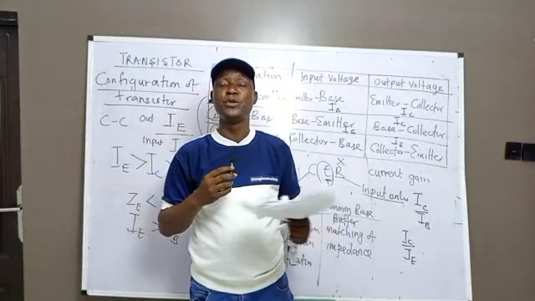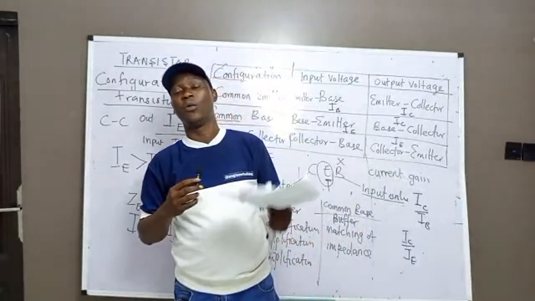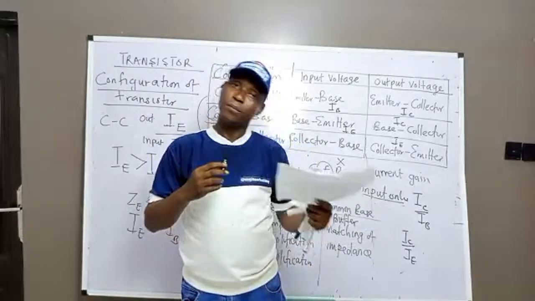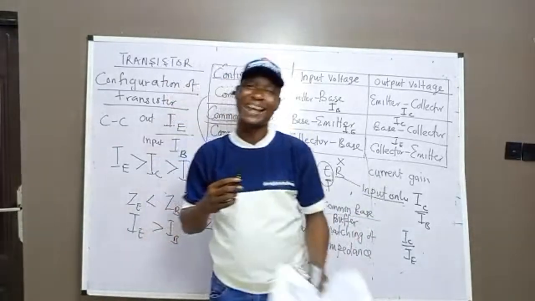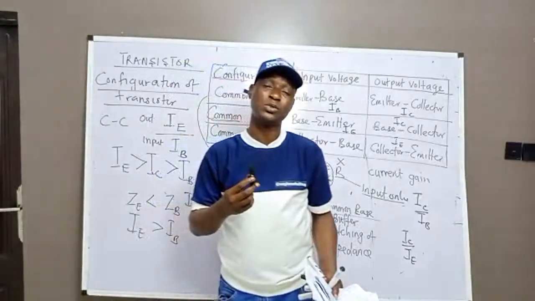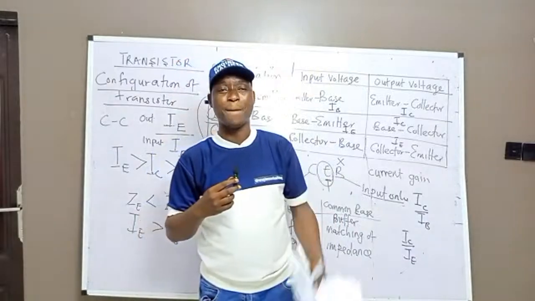You produce a transistor by joining 2P and 1N to produce NPN, or one N and two P to produce PNP. We have also talked about the carriers that carry current in a transistor. Just know that these are holes and electrons. And don't forget, there are four ways by which you can bias a transistor.